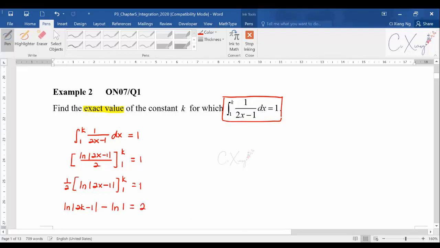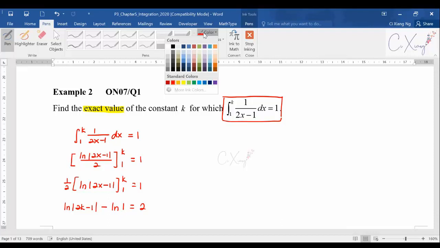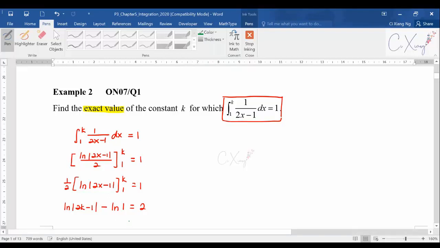then minus ln 1, and then equals to 2. I bring the half over, becoming multiply with 2 first. Let's substitute the 1 inside. You should know the value of ln 1. If you already forget, ln 1 equals 0. This knowledge is from chapter 2. Next, what you have here is ln(2k minus 1) equals to 2. They want the exact value, right?